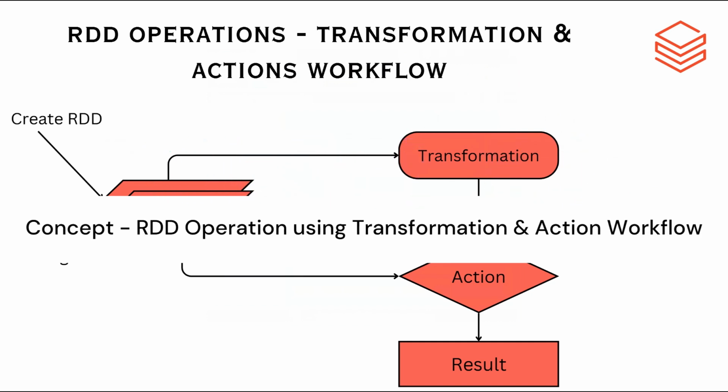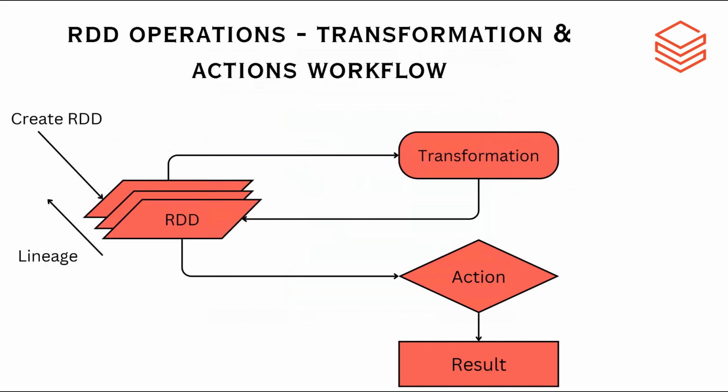Now let's see the next concept, which is RDD operations. In Spark, RDD operations are divided into transformations and actions. These operations define how data is manipulated and computed in a distributed manner. The first one is creating an RDD. The process starts by creating an RDD, which is nothing but a resilient distributed dataset, from an existing dataset or a file. This RDD serves as the primary abstraction in Spark for distributed data processing.